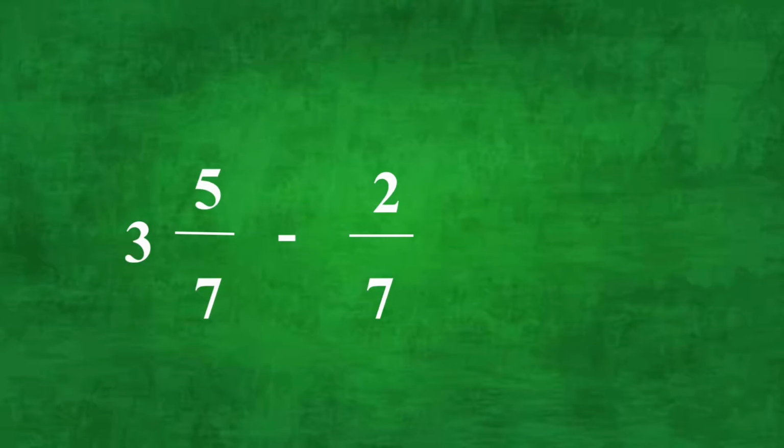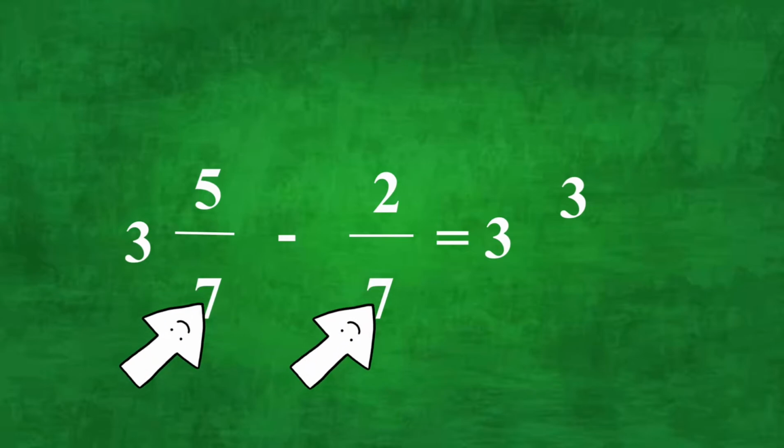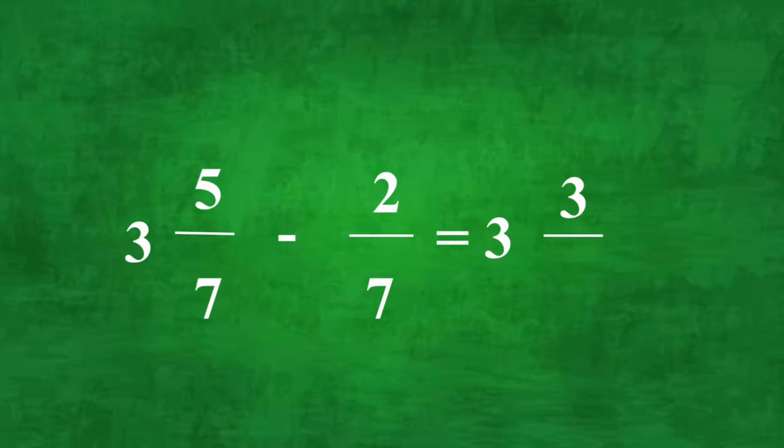Next, we have 3 and 5/7 minus 2/7. Since our subtrahend doesn't have a whole number, we can already copy the whole number on our minuend. That is 3. Then, subtract the fractions. 5 minus 2 is equal to 3. Then copy the common denominators, which is 7. Our answer is 3 and 3 over 7.